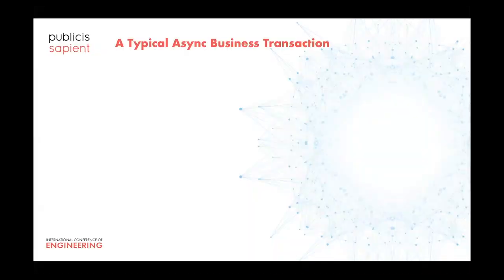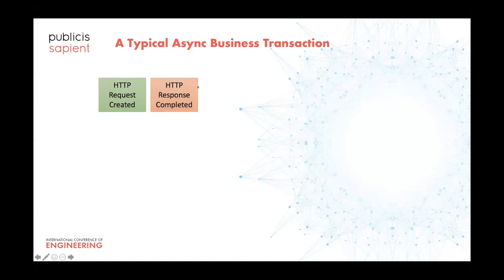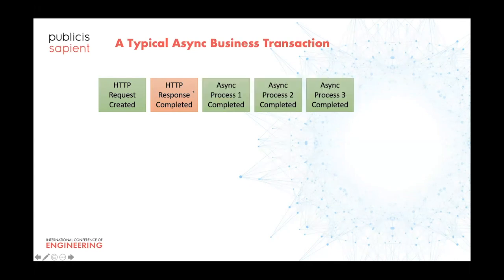A life cycle of a typical asynchronous business transaction starts with an HTTP request, and goes on to the server responding with an HTTP 202 Accepted. The actual processing starts then. The asynchronous processing continues even after the response has been sent back to the client.